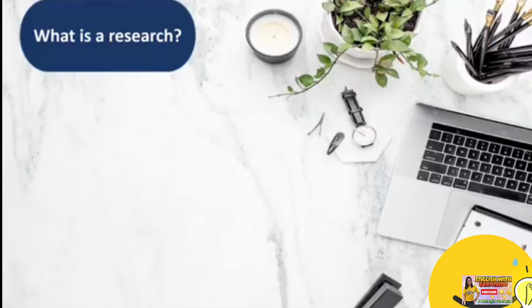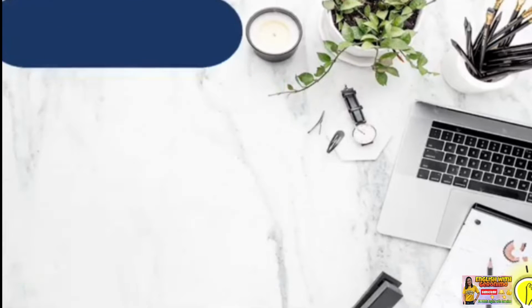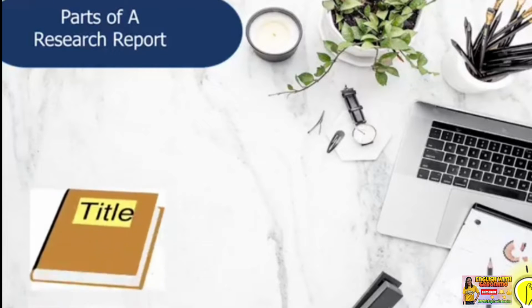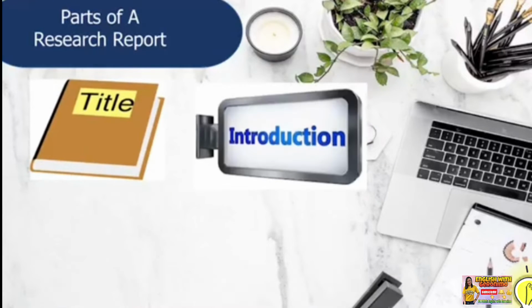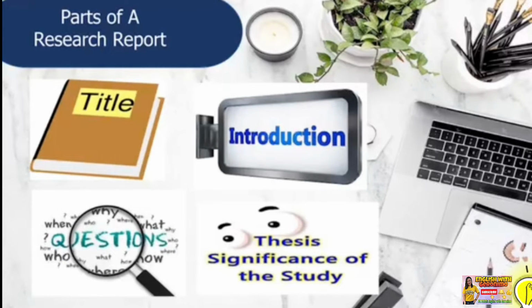In your previous lesson, you have learned that conducting research is the most reliable way we can begin to understand the complexities of various issues and to generate useful information which can be used for solving social problems. In your previous lessons, you have also learned that in writing a research report, you must consider different components such as the title, the introduction, the research questions, and the significance or the purpose of the study.